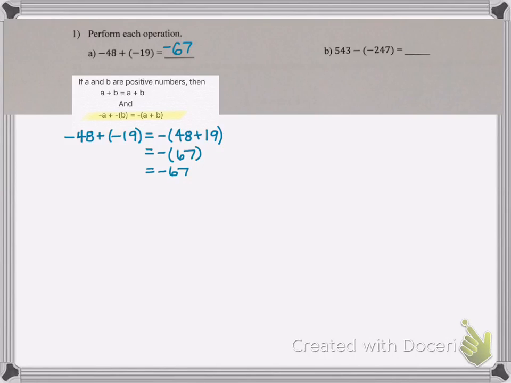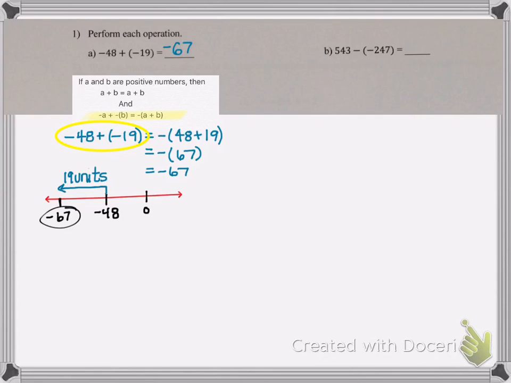Now, if you don't like using the rule, we could also visually look at this problem on the number line. So let's draw a number line, let's put in 0, and let's enter negative 48. So we're going to estimate that's where negative 48 would be. Now, if I'm going to add negative 19, it means I'm going to be moving 19 units to the left because I'm adding a negative number. So I'm going farther to the left on my number line. So I'm already at negative 48. I'm going to move 19 units farther towards the left, which is going to make me end up at negative 67.